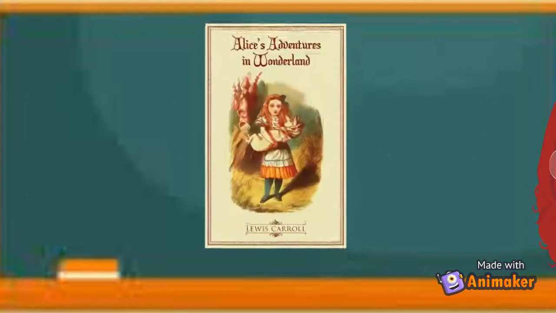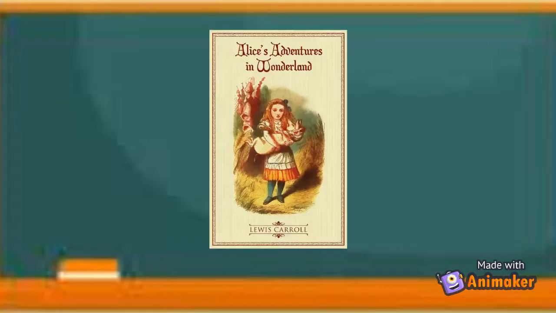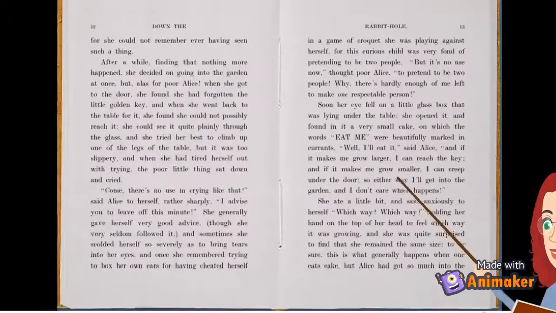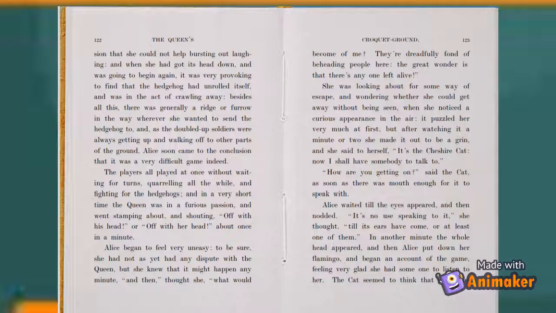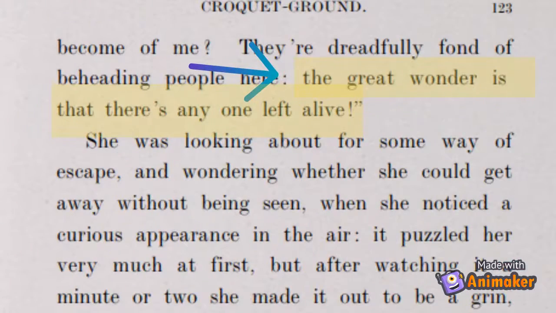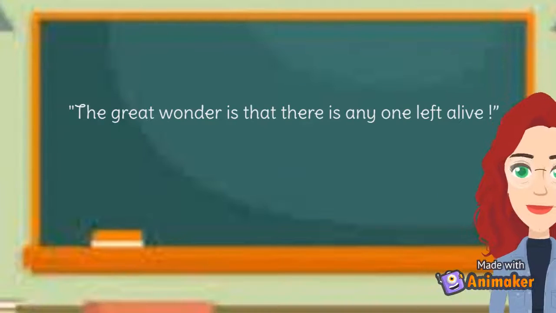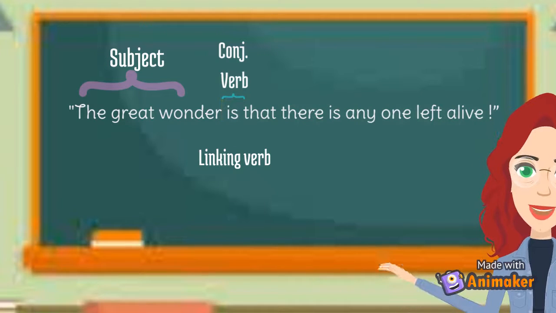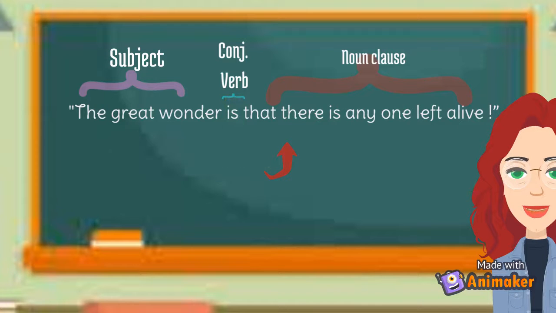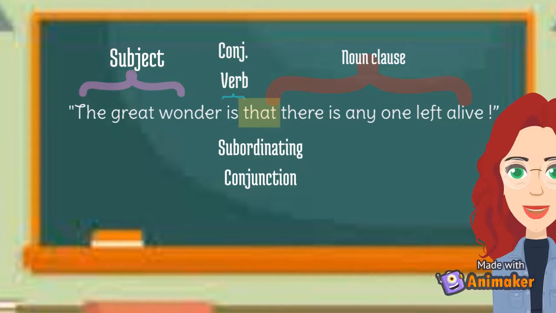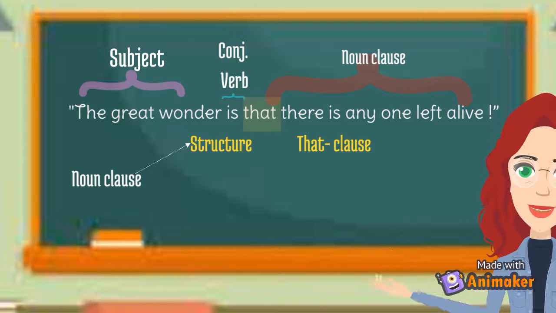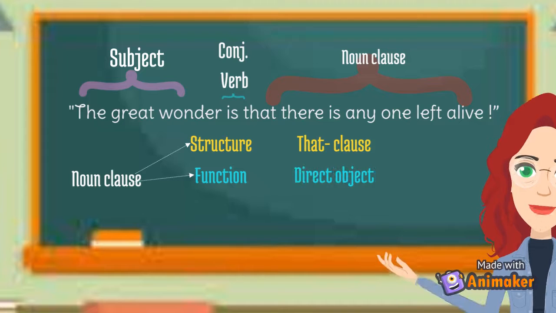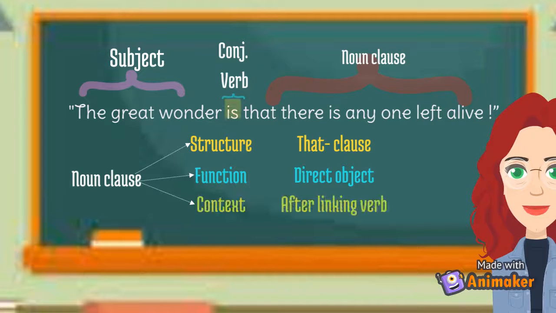Now that we know the meaning and basic structures, let's analyze some sentences from the book. To be more specific, let's go to page 123 of your book. In this complex sentence, the great wonder is that there's anyone left alive. We can identify the subject and the predicate. In the predicate, the conjugated verb or main verb is is, a linking verb. The dependent clause is a noun clause with the structure of a that clause, because the subordinate clause starts with the subordinating conjunction that. The function of this clause is direct object. The context, in this case, is after a linking verb, and the use is as a statement.